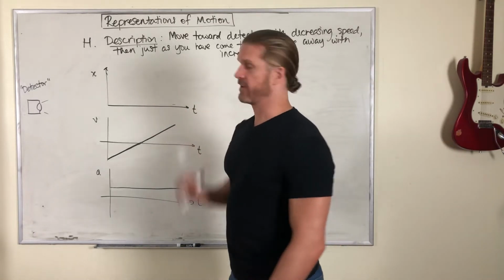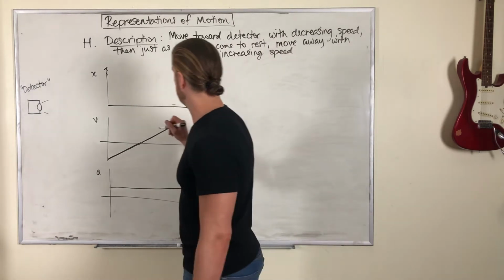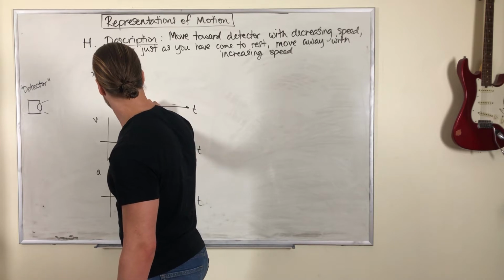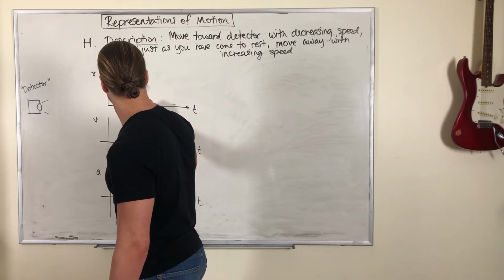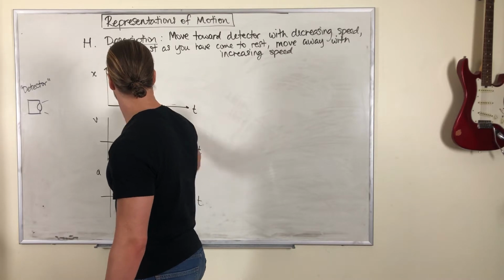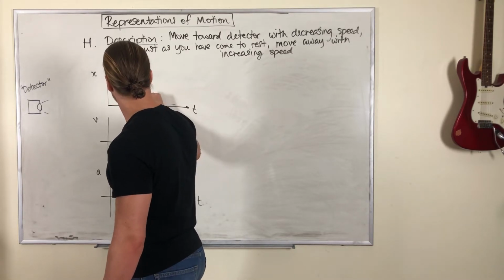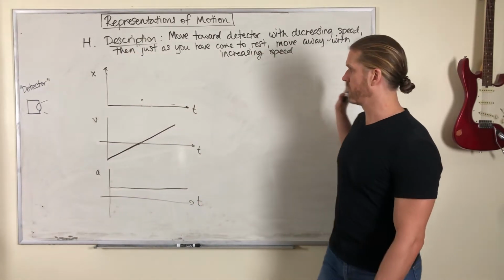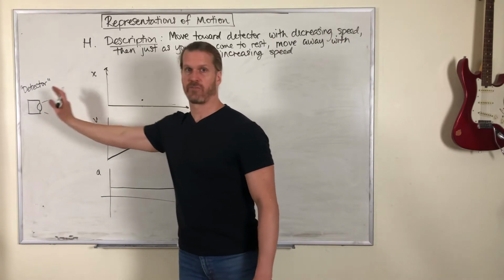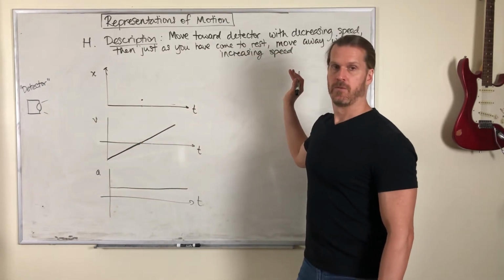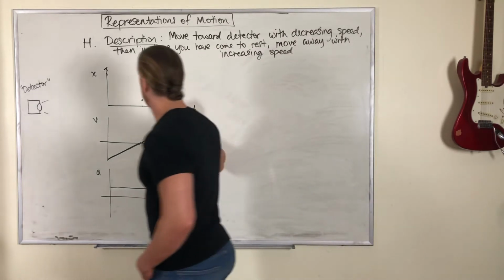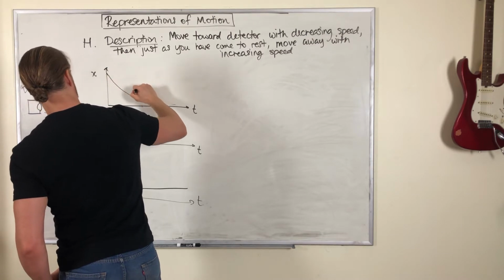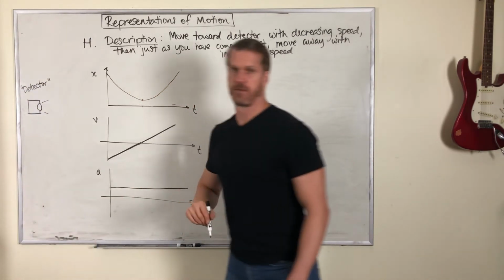And maybe most difficult is to draw the position versus time. There's going to be a key point here. Where you reach the closest to the detector you get. So you start far away, you get close, come to a stop, and then move away again. So that position versus time graph is going to look like this, like a parabola.